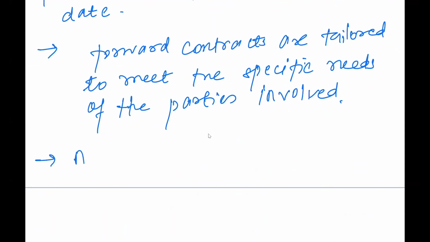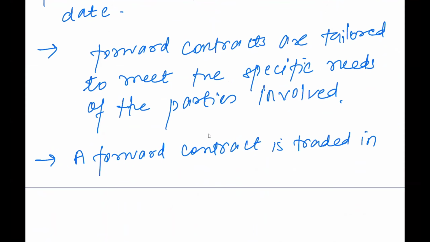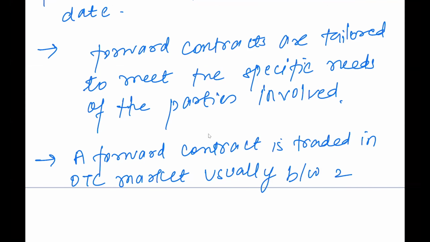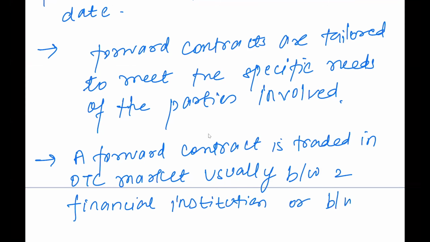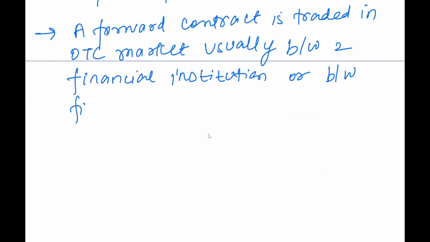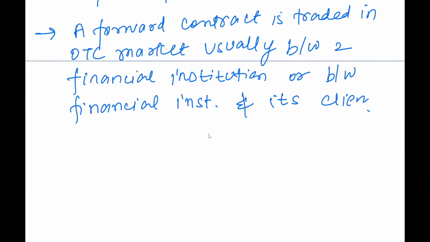So now a forward contract is traded in the over-the-counter market, usually between two financial institutions, or it can be between a financial institution and its client. It can be either of them. So let's understand some of the key characteristics.